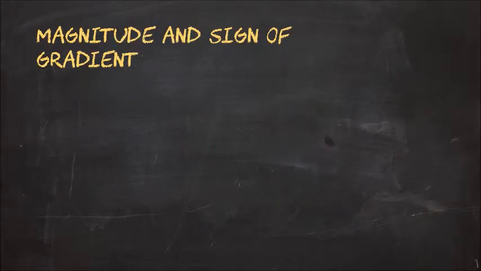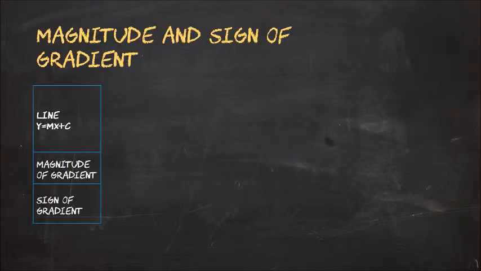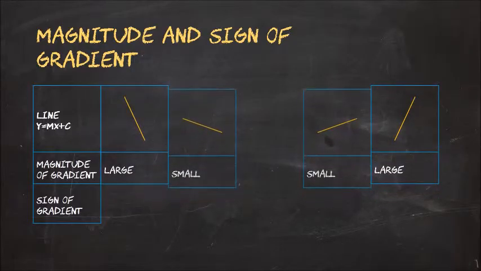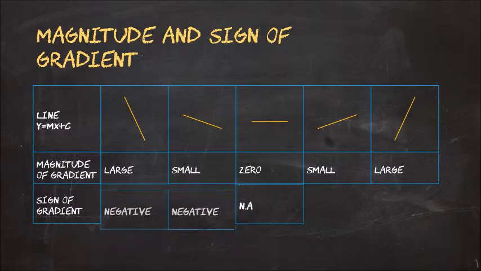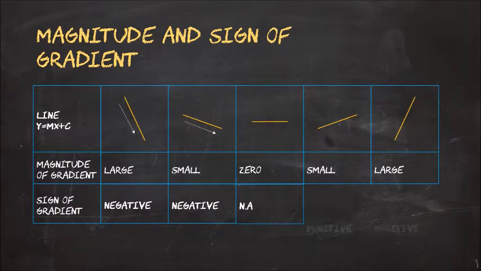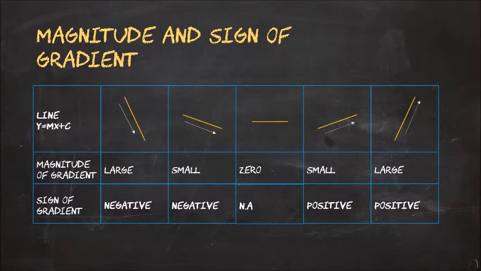Now, we will talk about the magnitude and the sign of gradient. The magnitude and sign of the gradient differ based on the equation of the line. The magnitude of the gradient can be large, small, or zero based on how steep the line is. The sign of the gradient is negative when the line is falling, and positive when the line is rising. Based on the magnitude and the sign of gradient, we can determine the direction of the curve.